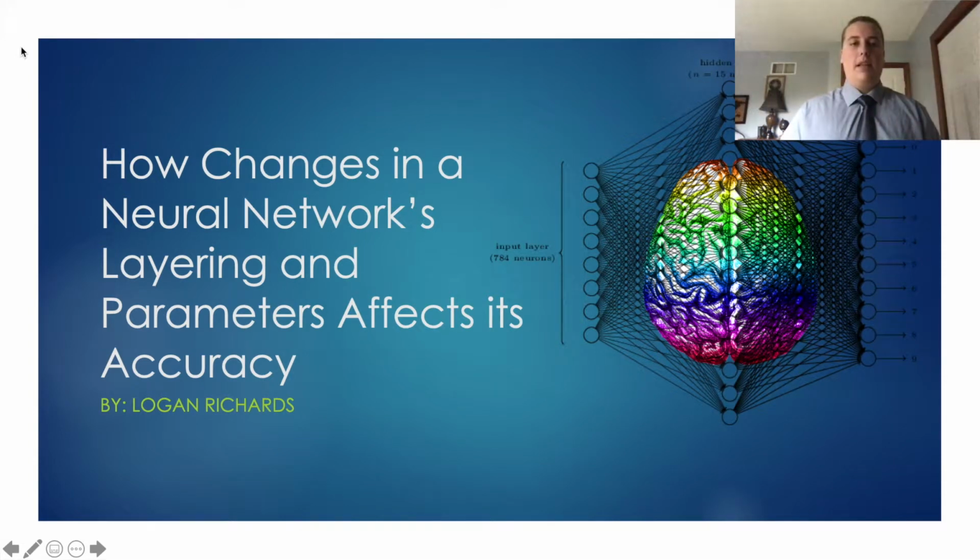Okay, so I will be presenting my long term from the 2019 science conference that I did. I did how changes in a neural network's layering and parameters affects its accuracy.